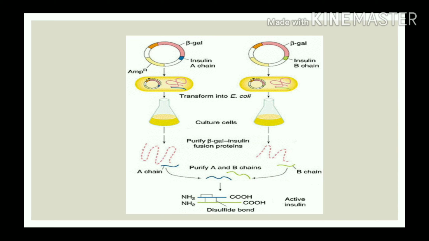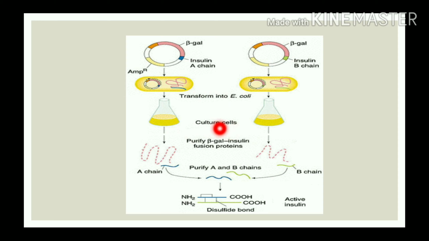So this is another method for the production of insulin. Here we are taking insulin A chain and insulin B chain, which are inserted into the plasmids containing antibiotic resistance gene. So this is the ampicillin, which is the antibiotic resistance gene. So here we are inserting into the bacteria, transferring to the E. coli. So we are inserting into the E. coli, then culture the cells. We have to increase the number of cells.